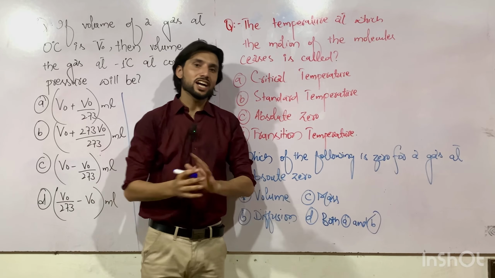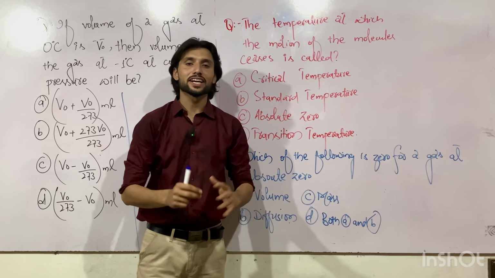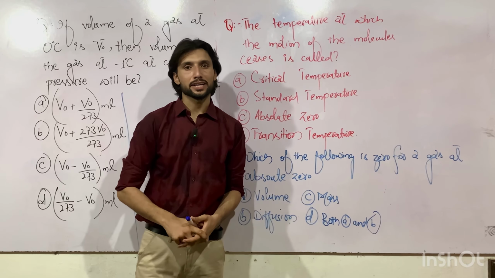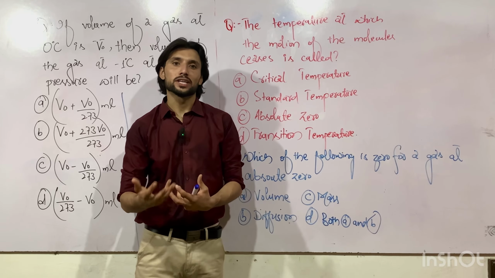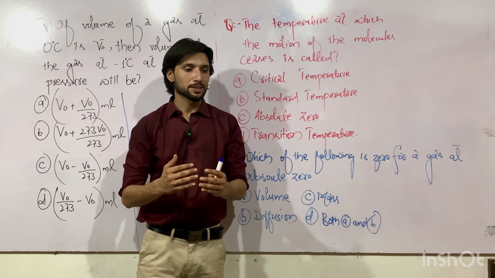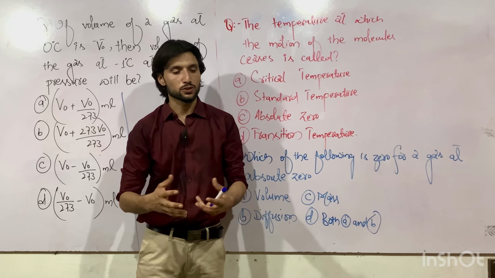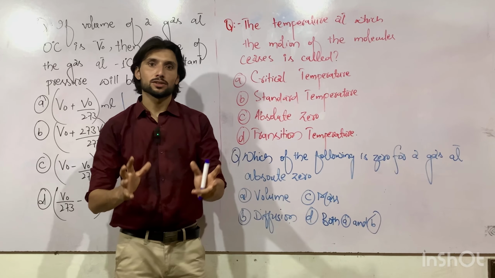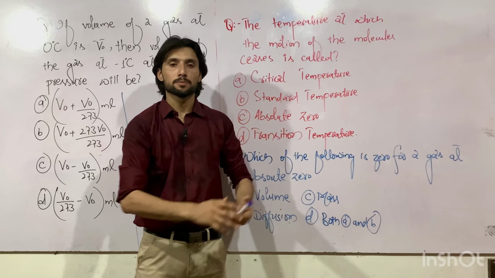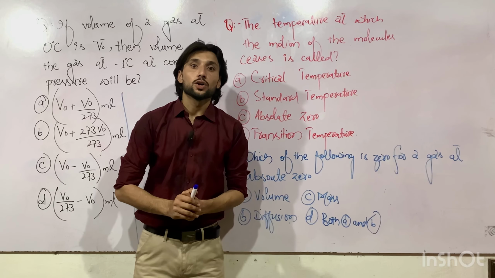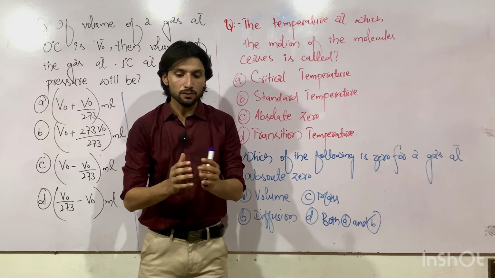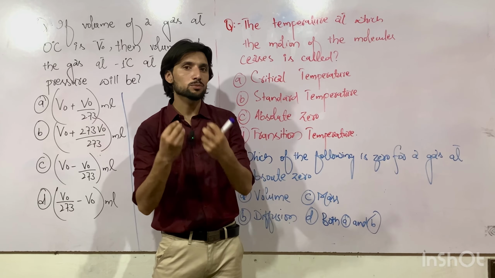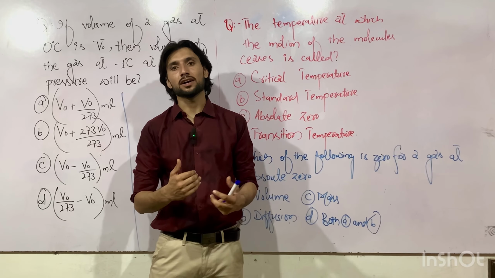The Charles idea of a linear relation between the volume and temperature was extrapolated by Kelvin, and he came up with absolute zero and an absolute scale for temperature, the Kelvin scale. But that is not of our importance. That is the topic of thermodynamics. But here we will see that for gases, there is a relation between the volume of the gas and the rise and fall of its temperature.